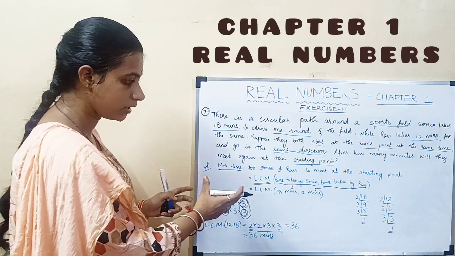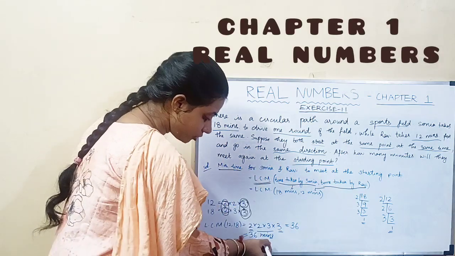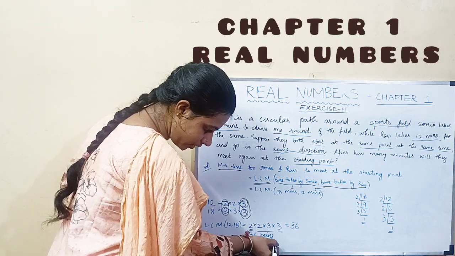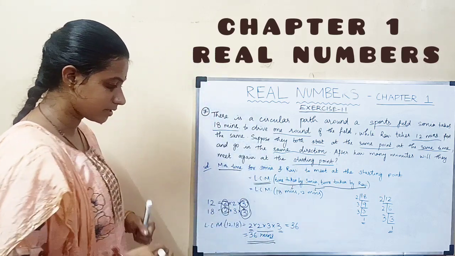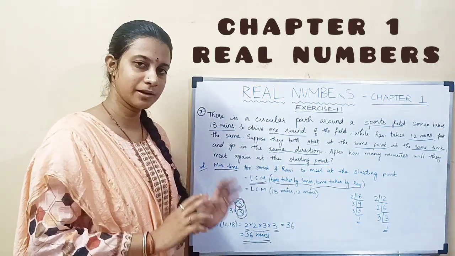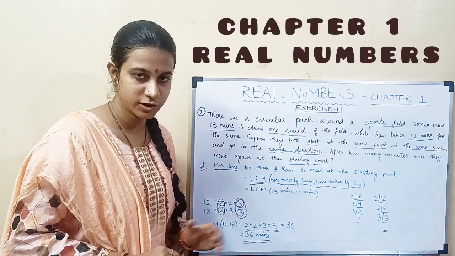Here the required unit is in time. So we will take it in minutes, that is they will meet after 36 minutes at the starting point. With this question, we are completing exercise 1.1 of this chapter.